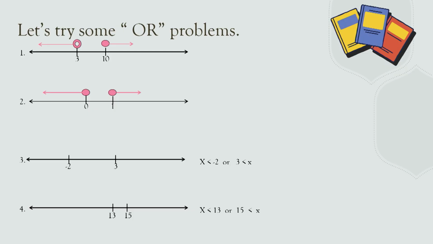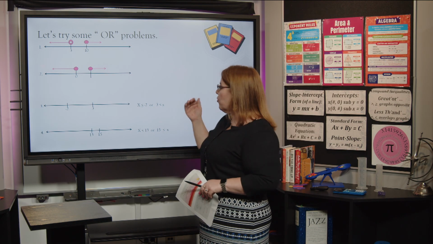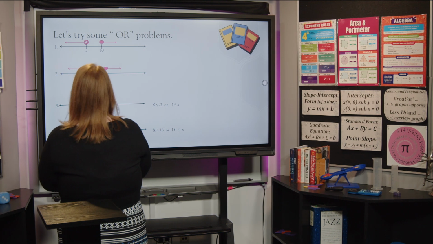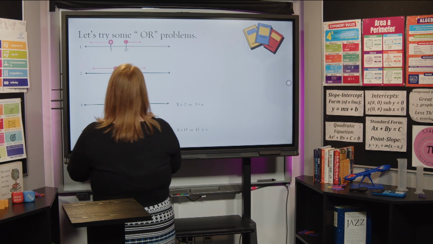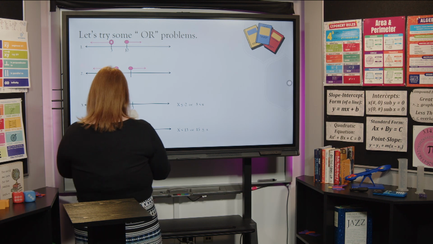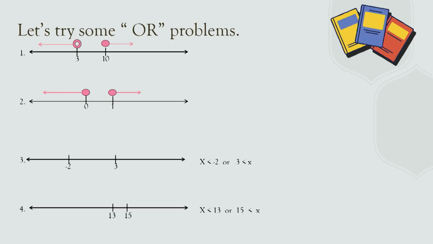Let's try some or problems. All right, so what we're going to do, 1 through 2, is we're going to write those expressions. 3 through 4, we're going to graph them. So let's go ahead and look. So for number 1, I am looking at an open circle, and then all of my unknowns are smaller. So I would put, let's see, my unknowns are less than 3, or my 10 is less than or equal to my unknowns.